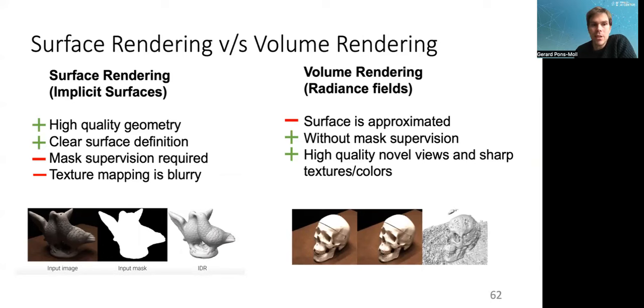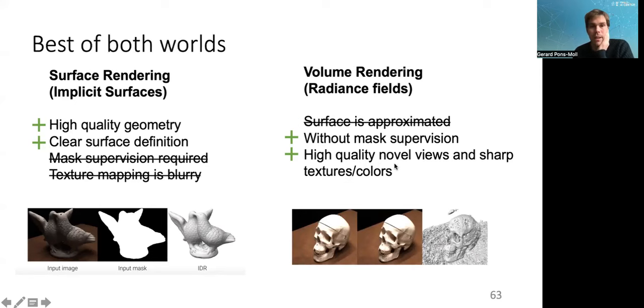Essentially, for surface rendering, you have high quality geometry and a clear surface definition, but you need the mask supervision and the texture mapping is blurry. And with volume rendering, the surface is approximated using this thresholding. And the good thing is that you can train directly on the pixel colors, and you can produce novel views which are sharp and high quality. So the idea is to combine the best of both worlds to remove the limitations of each.